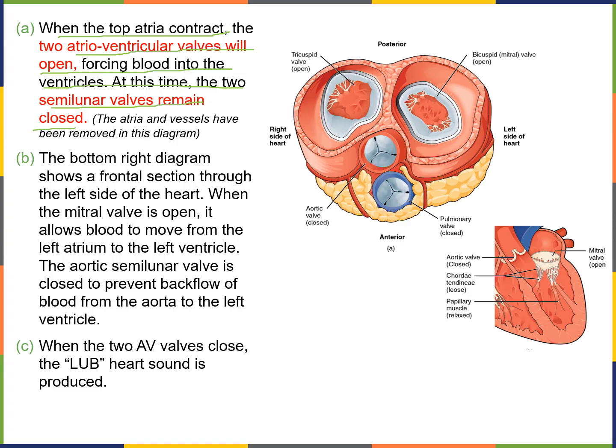The bottom right diagram shows a frontal section through the left side of the heart. When the mitral valve is open, so we're over here, it allows blood to move from the left atrium to the left ventricle. The aortic semilunar valve is closed, so here's the aortic semilunar valve. It's closed to prevent backflow of blood from the aorta to the left ventricle.